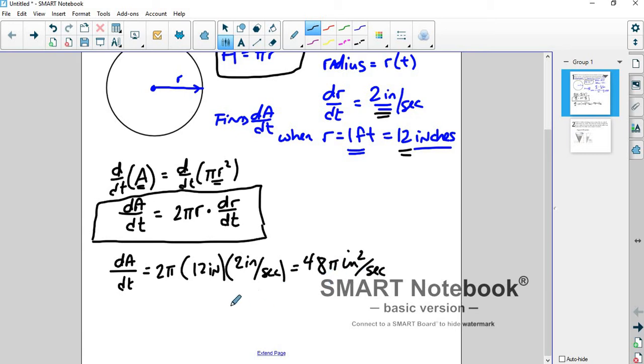Okay, so 48 pi is great, but if you wanted to give me an approximation, which would be appropriate for a word problem, you'd get approximately 150.8 inches squared per second. You have to read what is being asked, whether it asks you to round to the nearest tenth or something like that, or if it asks you for an exact answer. This is the exact answer. Here we'll round it off.